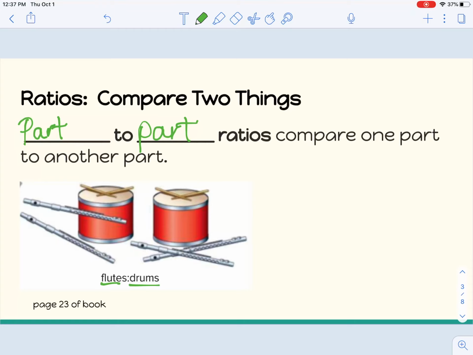If we want to write the ratio for flutes to drums, flutes comes first in the statement. So we would count and write the flutes first. There are 1, 2, 3, 4 flutes. Oops, I don't know why I wrote that one there. Then we would count the drums. There are 2 drums. So that's one way you could write the ratio. You could also write it like this.